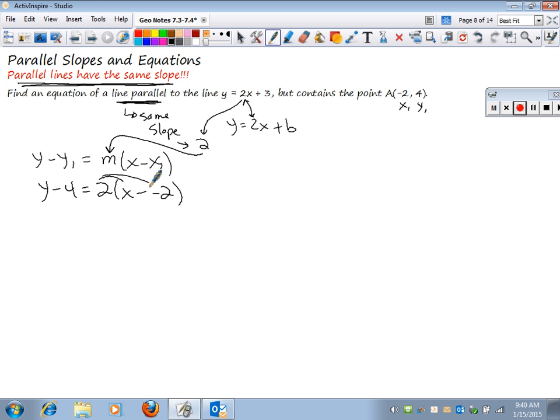So you're going to distribute here. You're going to make those both pluses. So y minus 4 equals 2x plus 4. Add 4 to both sides. And I get y equals 2x plus 8.